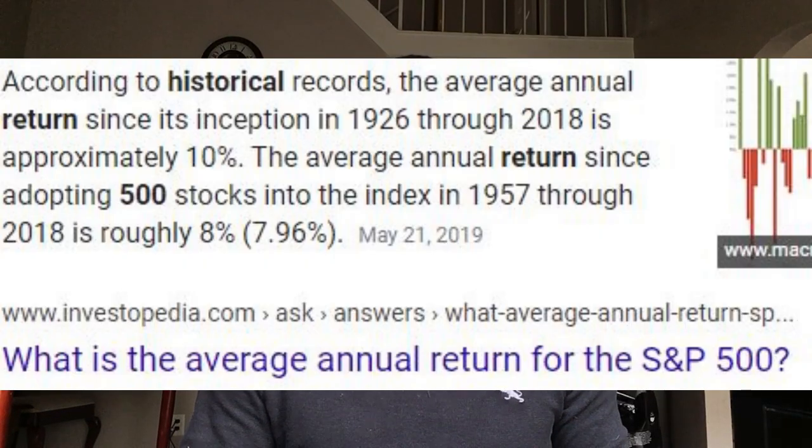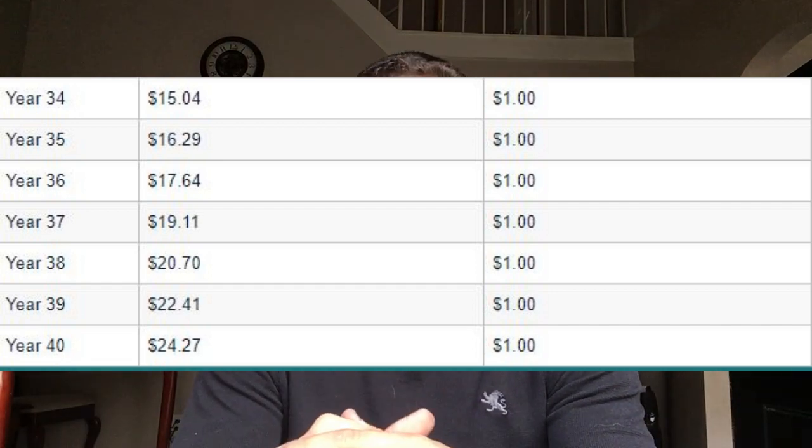Now, historically, the S&P 500 has always beaten the average market returns. Even during the crash of 2008, it still showed returns over the long term. So for example, if you were to take $1 today and invest it into the S&P 500 and just leave it there, not even invest anything else, but just take the returns that you get and reinvest it, then you would get $24 after 40 years.